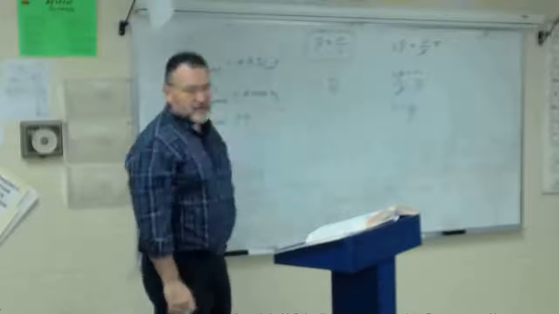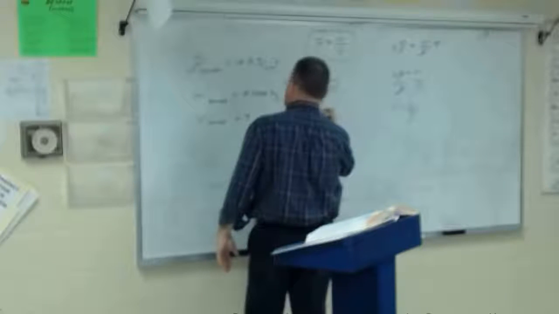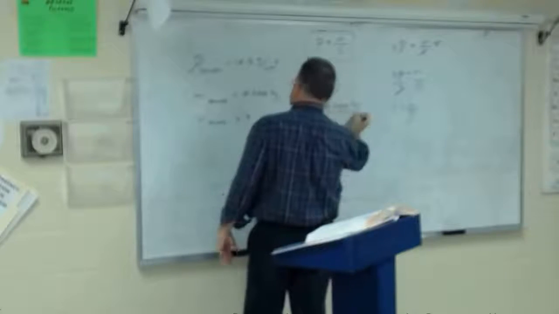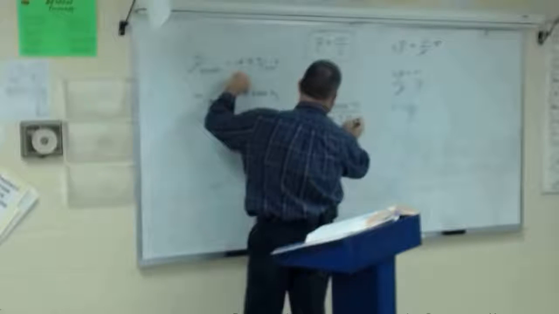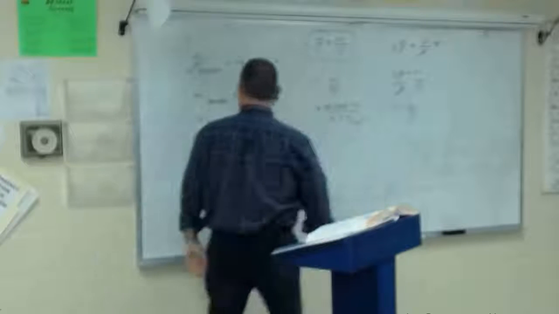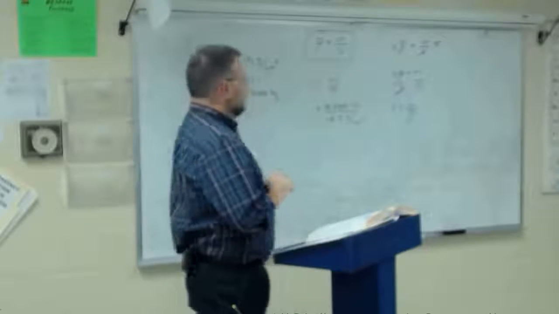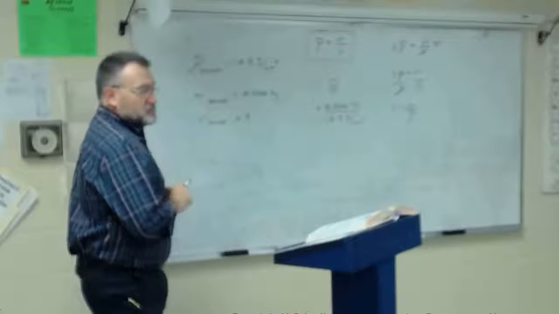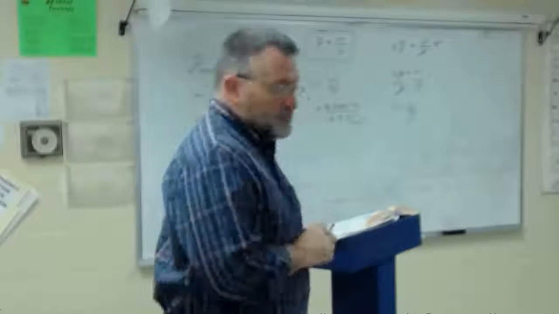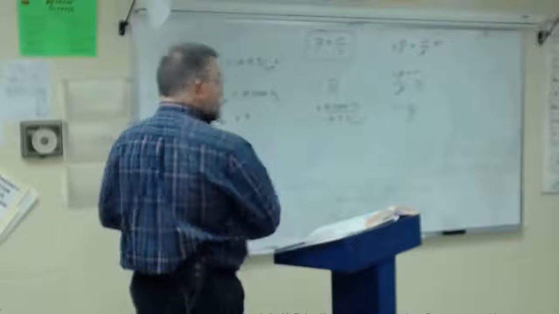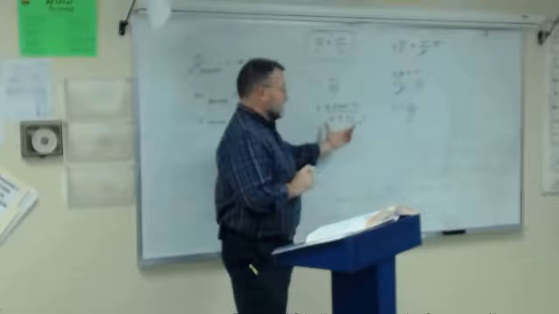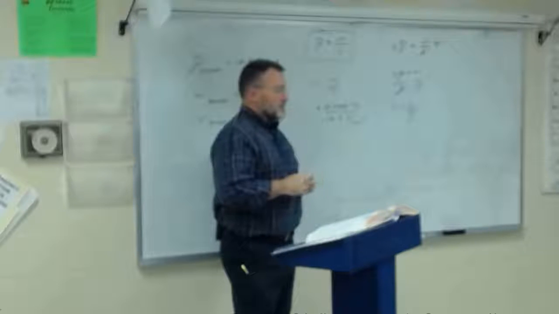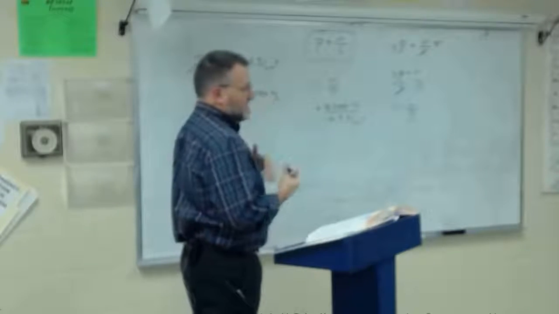So volume is mass divided by rho, which is equal to 0.200 kilograms divided by 10.5 grams per cubic centimeter. So what is my issue? Just like in the last one, right? What are my units of mass? I'm dividing kilograms by grams. I need to have the same units to do the math, right? I can't divide, because I'll end up with a derived unit that has mass over mass.